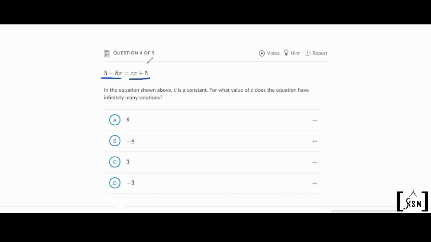Okay, so if both have to be equal, it means this c must be equal to negative 8, right? Please understand, again saying, because the equation has infinitely many solutions, the right side of the equation and the left side of the equation should always be equal. Okay, so 5 and 5 on both sides, that's fine.